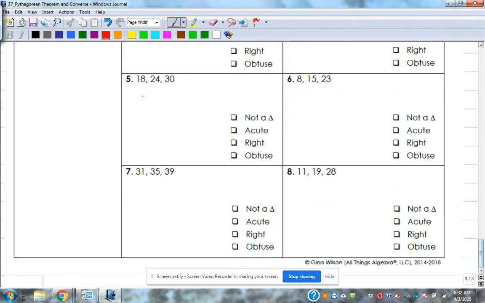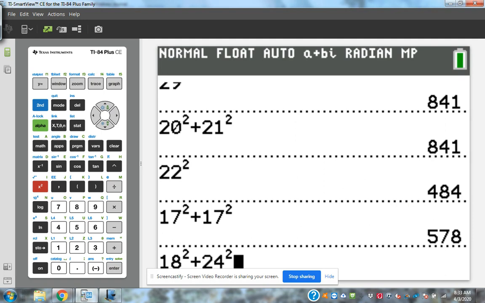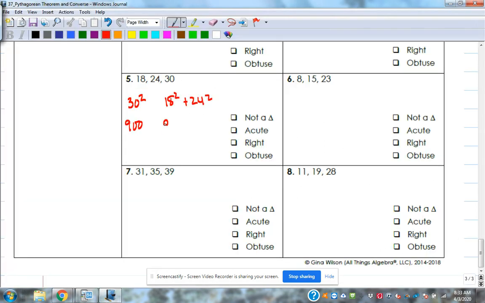We looked at number 5 here. We can do just a couple more. 18, 24, and 30. 18 plus 24 is bigger than 30, so we know that that is a triangle. So 30 squared, how does it compare to 18 squared plus 24 squared? It's going to be 900, I know that. And then 18 squared plus 24 squared is 900 as well. So those are equal, so that's a right triangle. Number 6, 8 plus 15 is 23. That is not bigger than 23, so that's not a triangle. So we don't have to worry about that one.